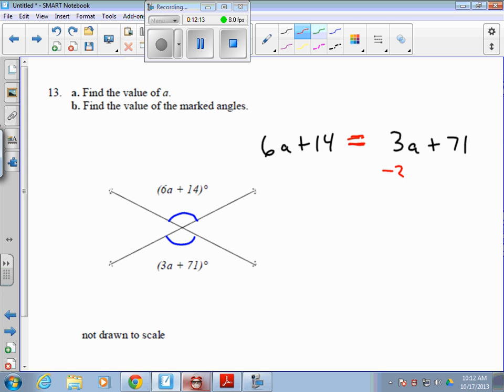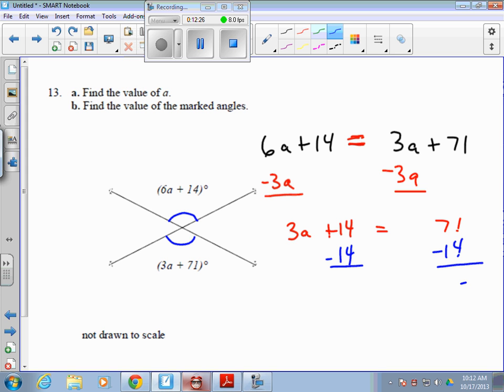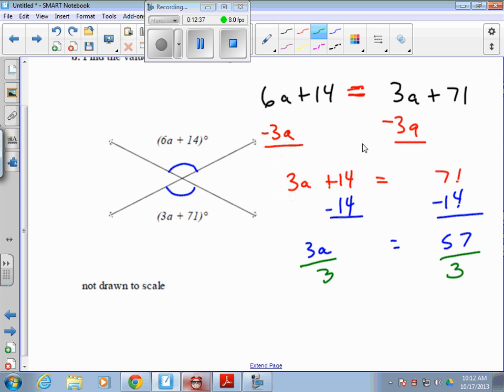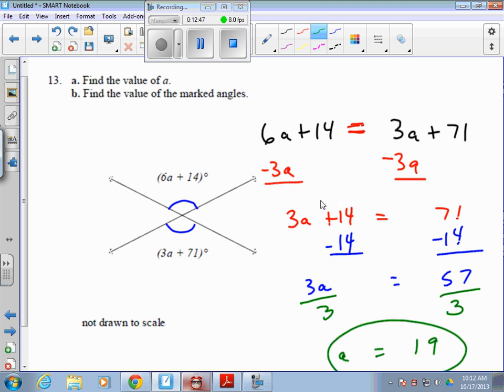Simplify that, get rid of plus 3a by subtracting it on both sides, and you have 3a plus 14 equals 71. Get rid of plus 14 on both sides by subtracting it. And then get rid of 3 times something by dividing by 3 on both sides. And a equals 19. So you have the value of a. The first part says find the value of a. The second part says find the value of the marked angle.